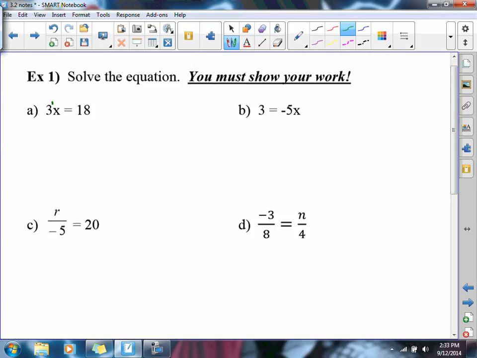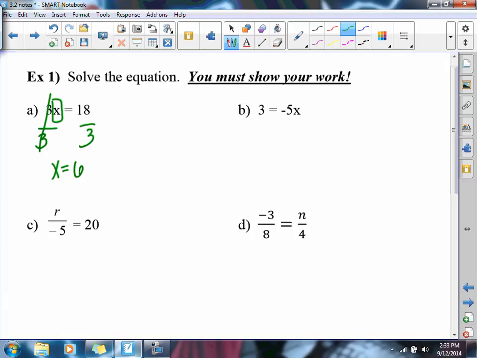If you want to box the variable so that you know what you need to do to isolate it, that's great, but you don't have to. Since we have 3 times x equals 18, we want to undo that multiplication, so we divide both sides of the equation by 3. 3 divided by 3 is 1, that cancels out, and 18 divided by 3 is 6. We can double check our work by substituting the 6 back in: 3 times 6 is 18.